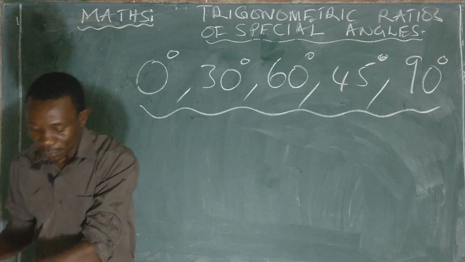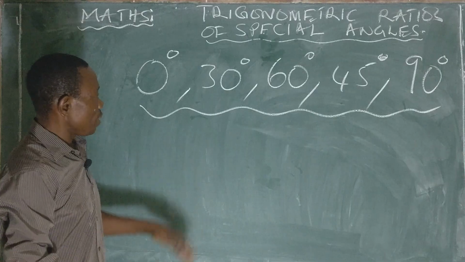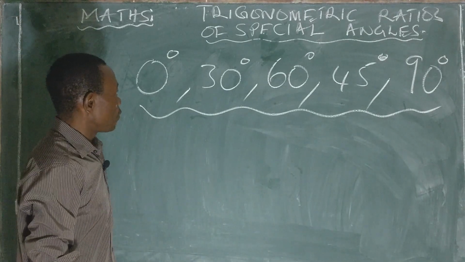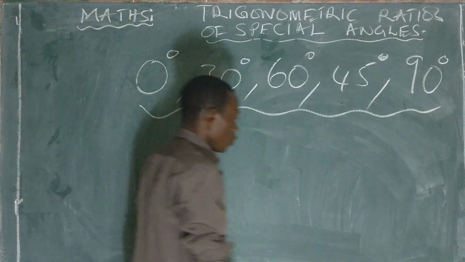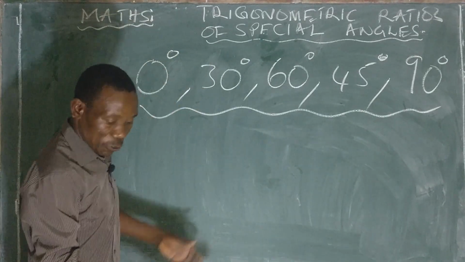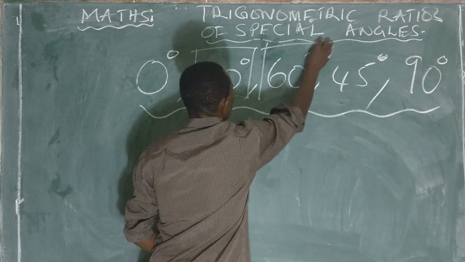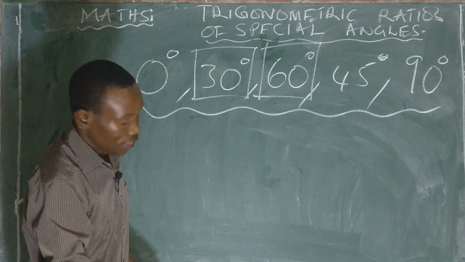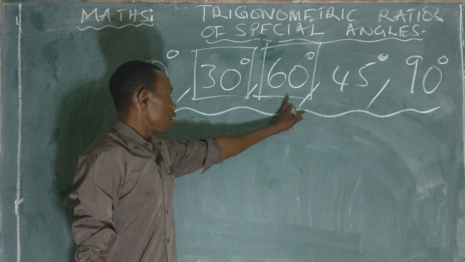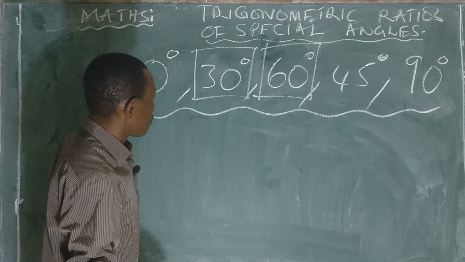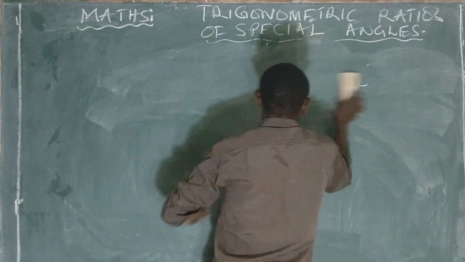Right, so here we are. We'll be going bit by bit. We cannot do all of them at the same time because they are different in terms of the way we can find their values. So at this moment, we are going to begin with 30 degrees and 60 degrees. What are the sine, cosine, and tangent of 30 and 60 degrees? This will help you to work out problems without using a calculator.